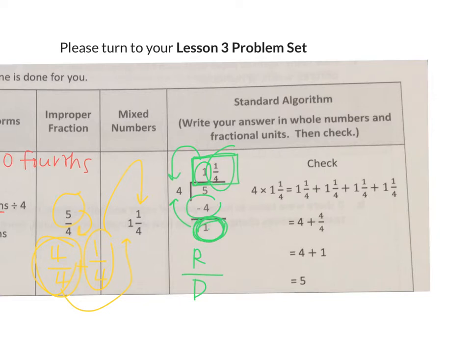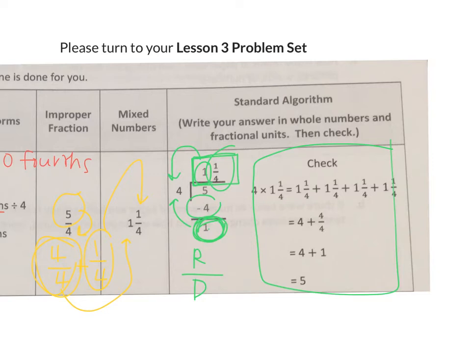Now to check, look at this. When you check, you can always multiply the quotient by the divisor. So 4 copies of 1 1/4. Well, what's 4 copies of 1? 4. What's 4 copies of 1/4? 1. What's 4 plus 1? 5. Is that what we want to end up with? Very good. So it's very important that you check your work after by multiplying.